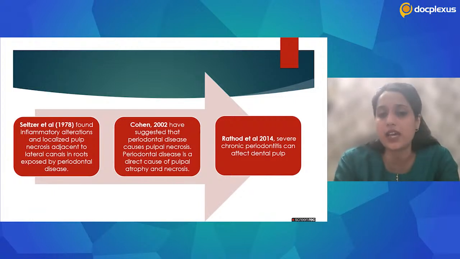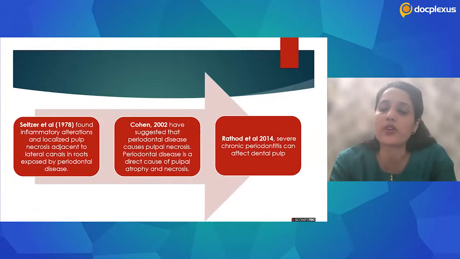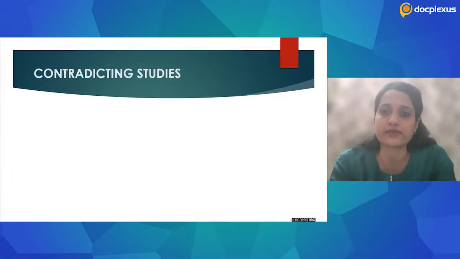Periodontal disease is a direct cause of pulpal atrophy and necrosis. Rathod et al. in 2014 said severe chronic periodontitis can affect dental pulp. Definitely, if there is a chronic periodontitis, we believe that dentinal tubules are just not sitting idly. The fluid and the odontoblastic processes do cause the damage.